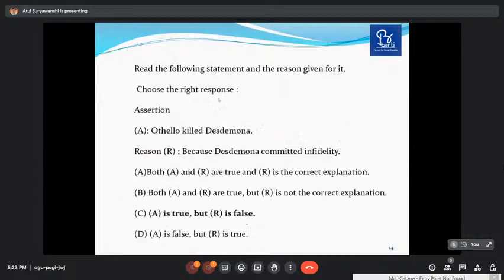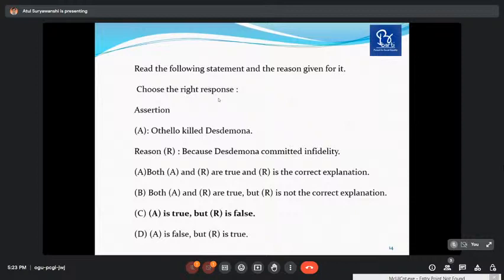The next question. Read the following statement and the reason given for it. Choose the right response. The assertion is the first: Othello killed Desdemona in the play. We studied William Shakespeare's work. What was the reason behind the killing of Desdemona by Othello? Because Desdemona committed infidelity. Infidelity, what we say, characterless, who was not faithful to Othello.